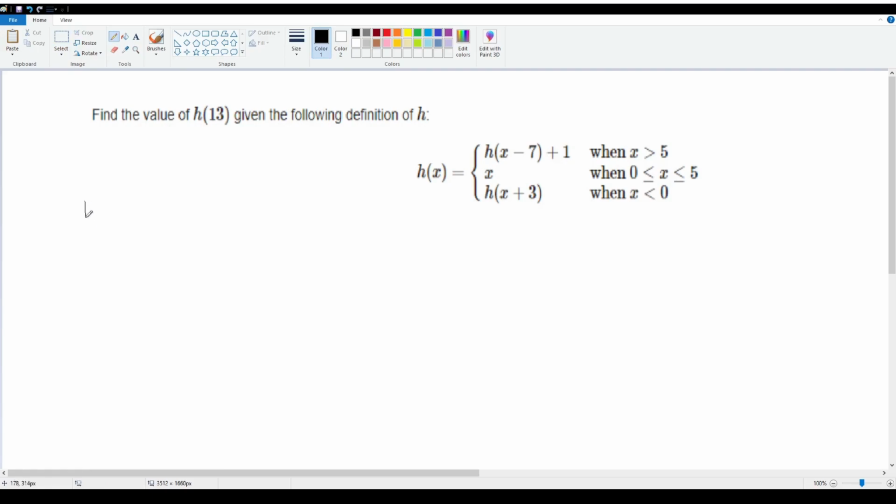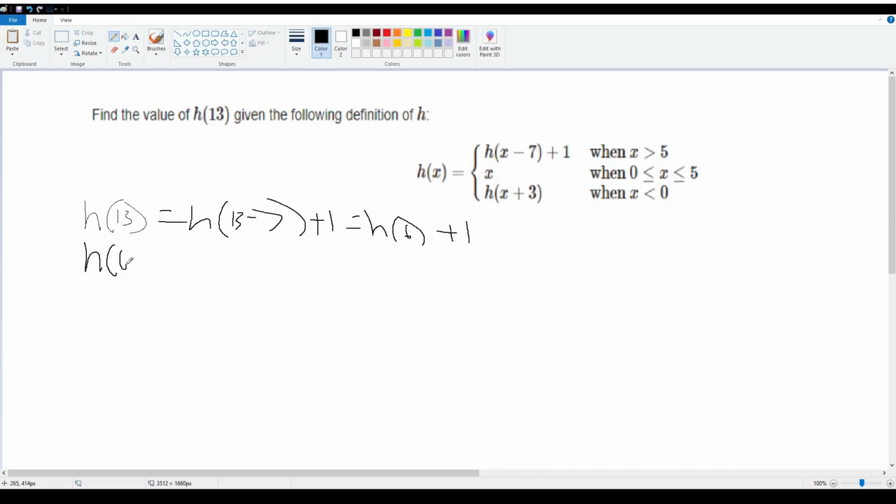So let's try to evaluate h of 13. First we have to look at these parameters. We have to see, when x equals 13, which one does it satisfy? It's saying when x is greater than 5, and 13 is greater than 5, so we use the expression directly left of it. So we do h of 13 minus 7, plus 1, which is equal to h of 6 plus 1. To find out what h of 13 is, we now need to know what h of 6 is.